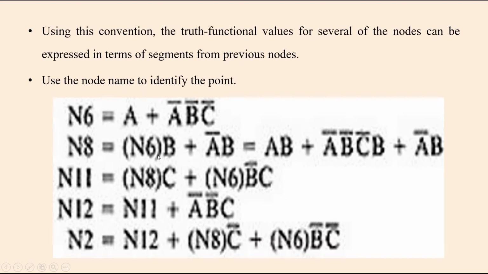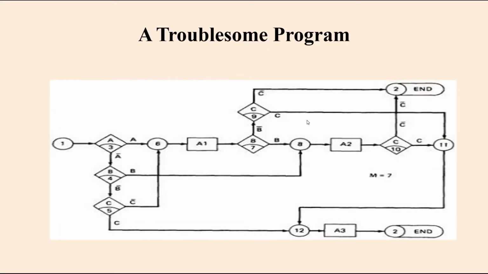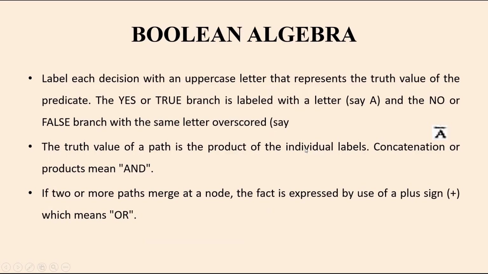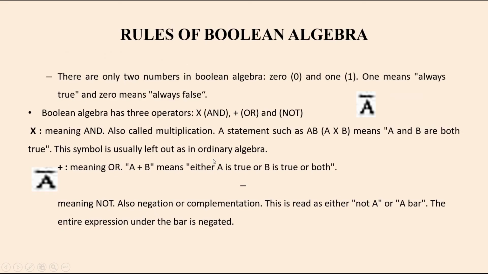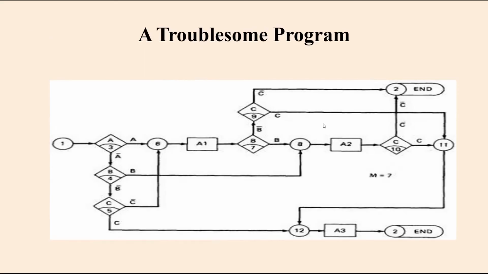Node 8 is N6 into B plus A bar into B. So how can node 8 be represented? This is node 8. N6 plus A bar B. This is in conjunction with, so it is connected with N6 also. Node 8 can be represented as N6 plus N6 into B plus A bar into B. So N6 into B, plus A bar into B, this one.